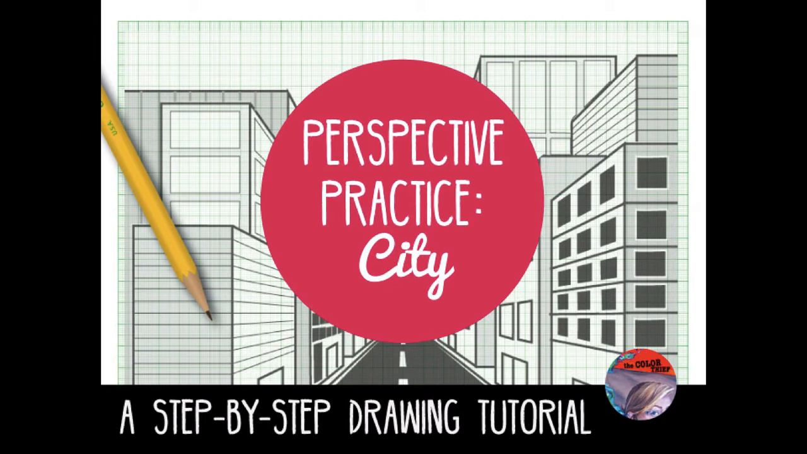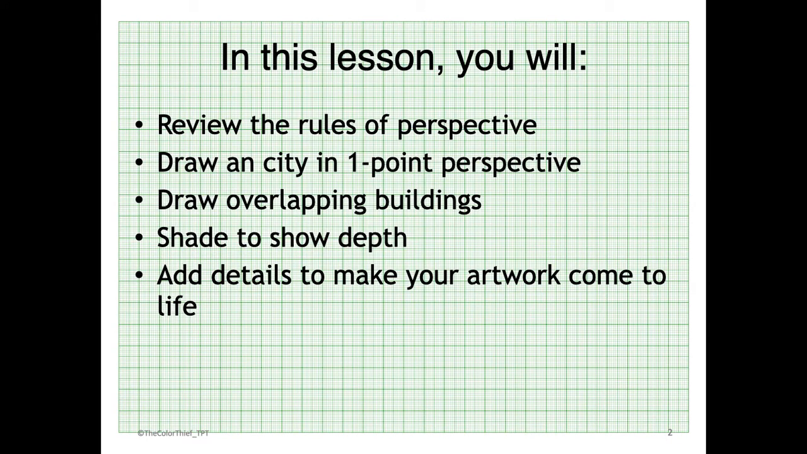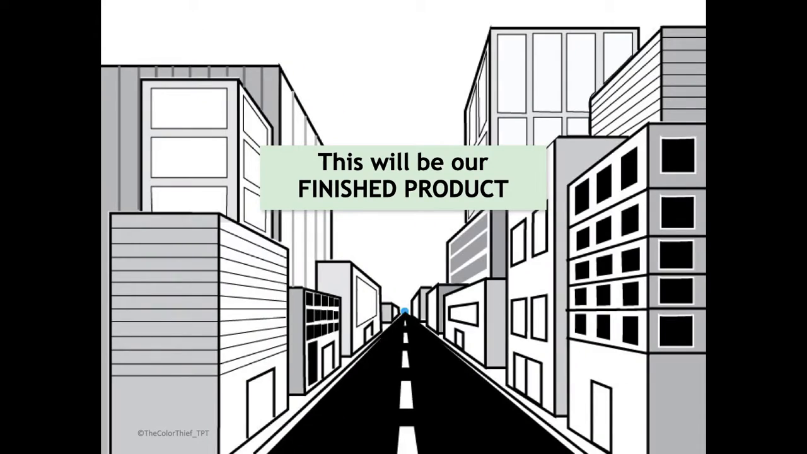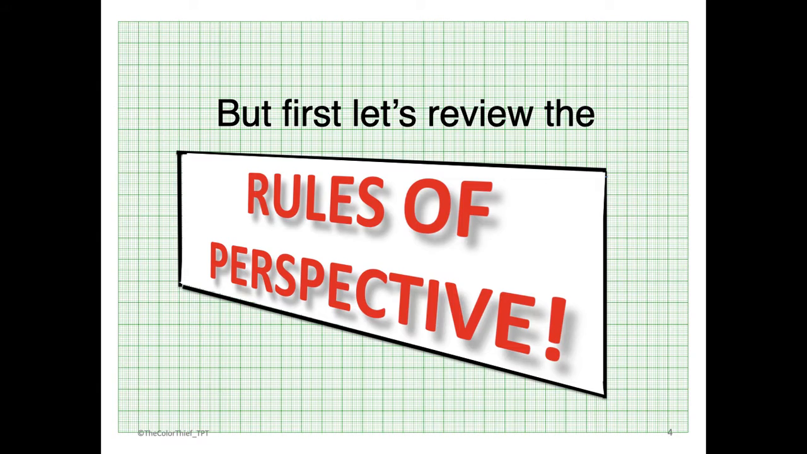So let's get ready. In this lesson, you are going to review the rules of perspective. You're going to draw a city in one-point perspective. You're going to learn how to draw some overlapping buildings. You're going to show depth, and you're going to add details to your artwork. Your finished product will look something like this before you put in the additional details I am assigning you.